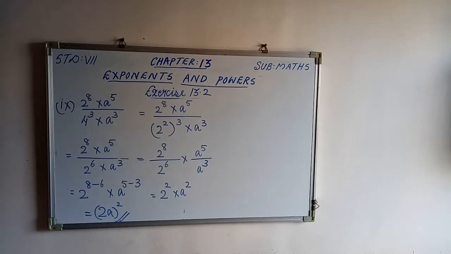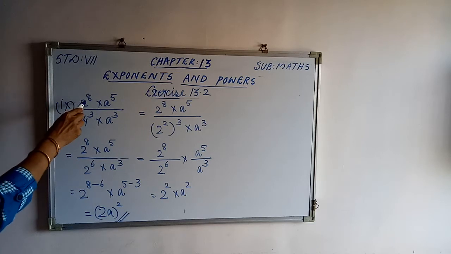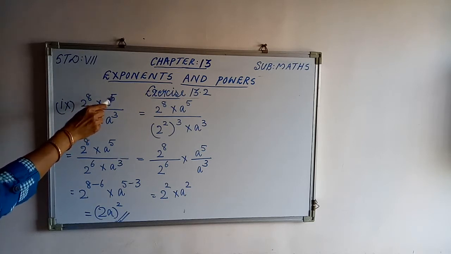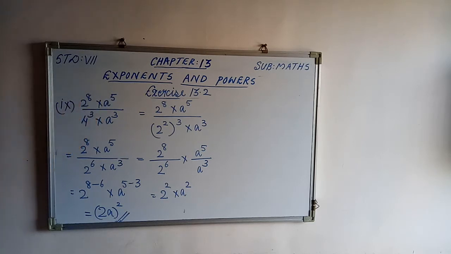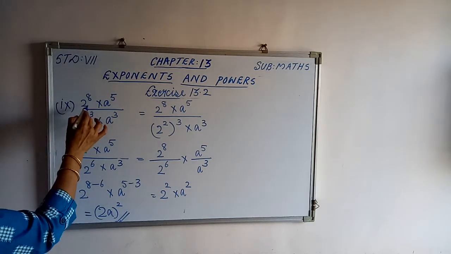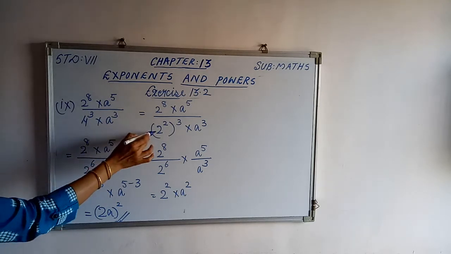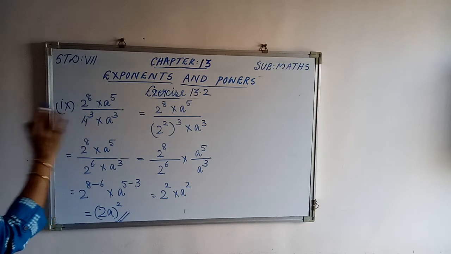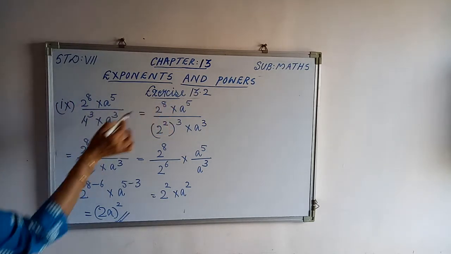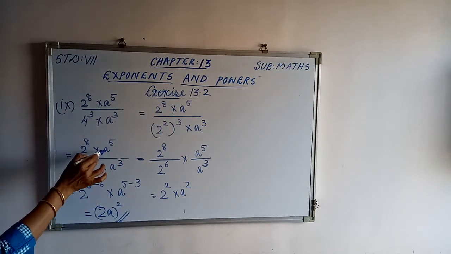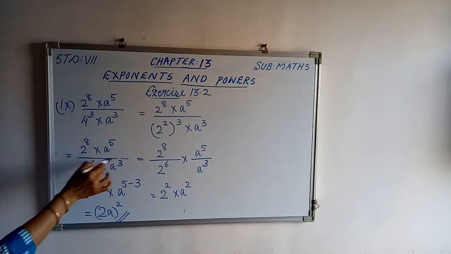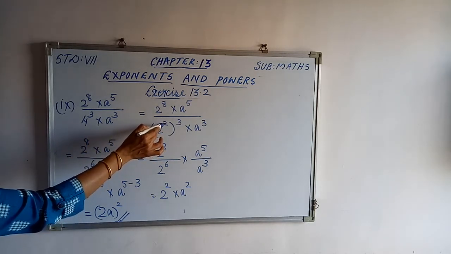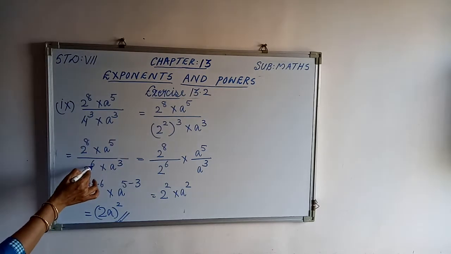9th one. 2 raised to the power 8 multiplied by a raised to the power 5 upon 4 raised to the power 3, or 4 cube, multiplied by a cube. Here 4 can be written as 2 square. So in place of this 4 we write 2 square, then whole raised to the power 3. Then numerator as it is, 2 raised to the power 8 multiplied by a raised to the power 5 upon 2 square, the whole raised to 3, 2 raised to 6 multiplied by a raised to 3.